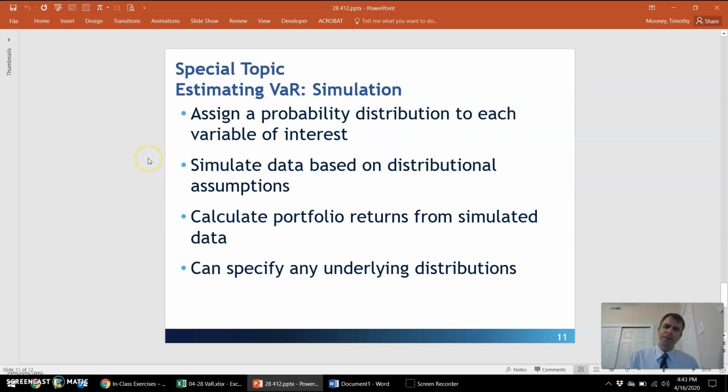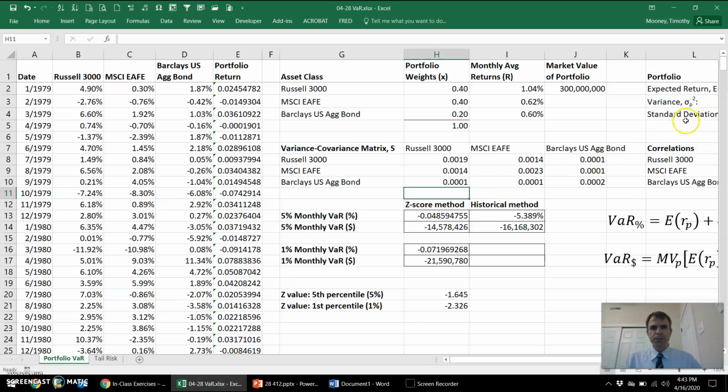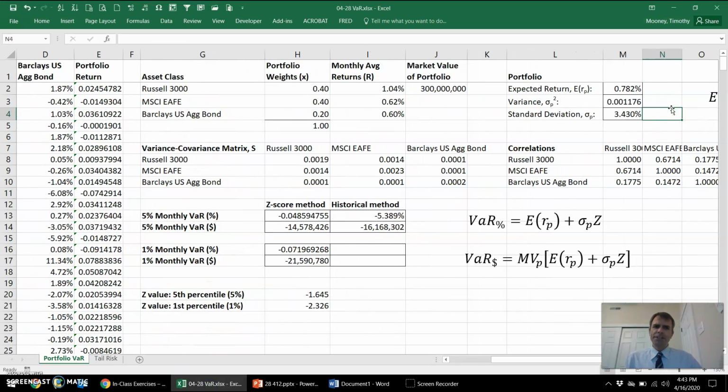We could also estimate value at risk using simulation, simulate some portfolio returns based on some underlying distribution. Actually, if we simulated normally distributed returns with a mean of 0.782% and a standard deviation of 3.43%, we'd get results that were substantially identical to the mean variance, or the z-score method, that's given here.